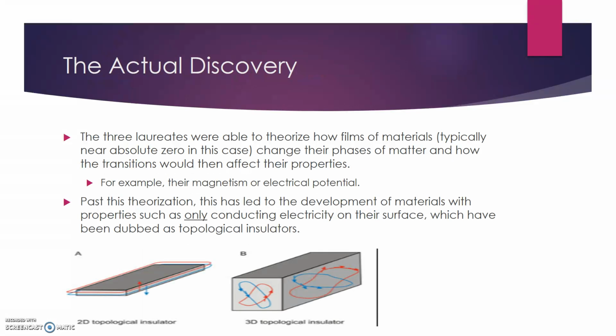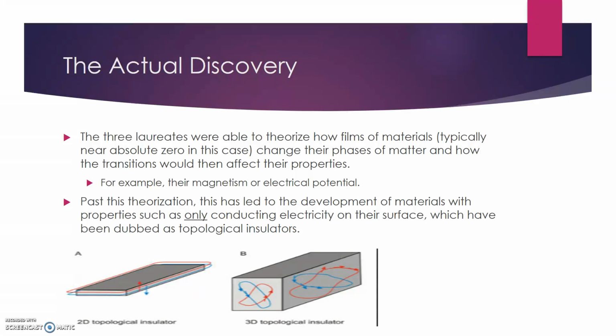Now, as we get into the actual discovery, the three laureates were able to figure out how films of materials, typically near absolute zero again, change their phases of matter and how the transitions would then affect their properties. For example, their magnetism or electrical potential, as I was explaining.